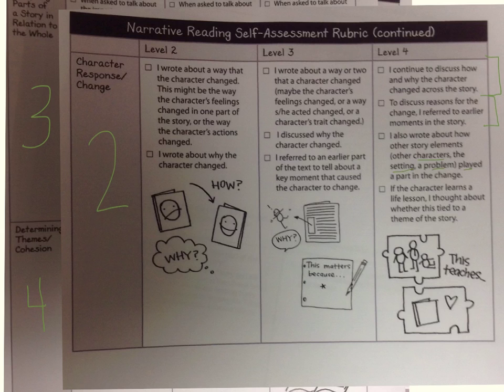So again, if you had trouble with question 2, you're going to choose one of these 4 as your goal for this unit.